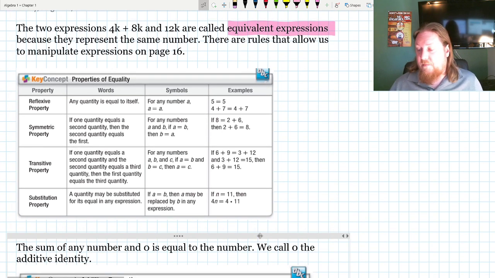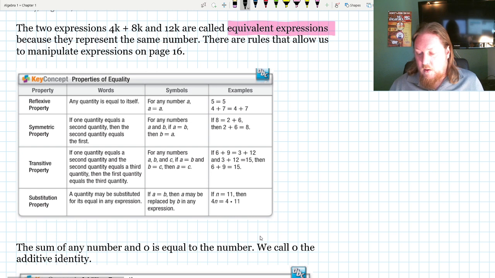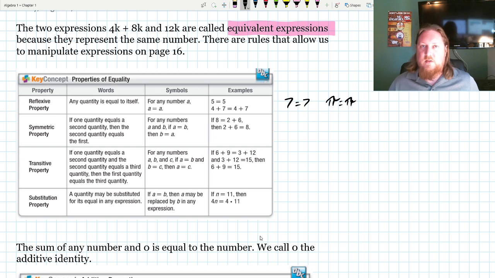Here are some of the properties from page 16. You've got the reflexive property, and that basically means, think like a mirror, something is always equal to itself. So 7 is always equal to 7. Pi is always equal to pi, right? That's just what it is.